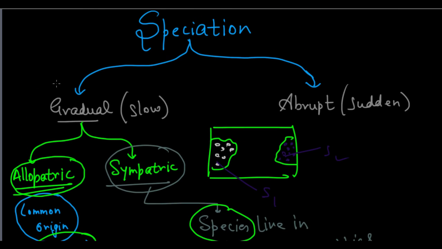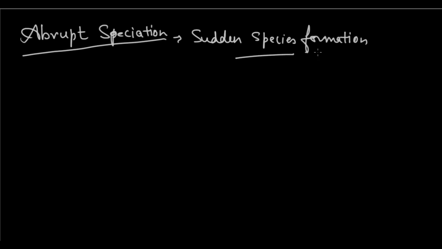Right? Next, we come to the last form, which is abrupt or sudden. And I'm going to discuss it in a bit of detail, this one. Abrupt form of speciation, as I've already discussed, is basically where there is a sudden species formation. There is a sudden formation of species. Okay, it's not a gradual process. There is some genetic change, a bit of change, due to which there is a species formation.